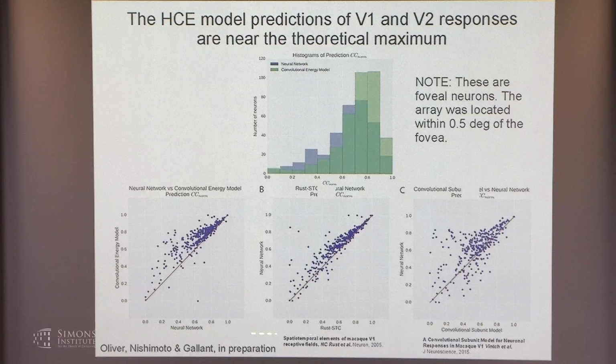Now, this is the comparison of our model, which is on the vertical axis, to several popular models: a neural network model, which is this blue thing here, Nicole Rust's model, which is a good model, and a convolutional subunit model produced recently by Vintch. And you can see in all three of these cases, our model works better than the other model, especially when we have a lot of data. So this model is, as far as I know, the best model out there right now.